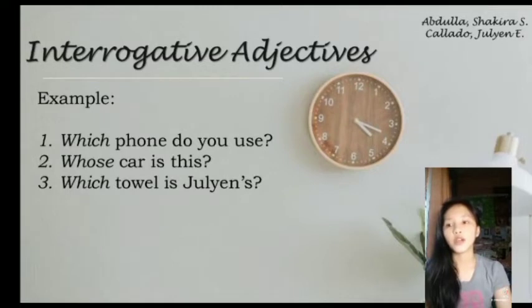Examples of interrogative adjectives. Number 1, which phone do you use? Which is an interrogative adjective that describes the noun phone. Number 2, whose car is this? Whose is an interrogative adjective that describes the noun car. So he or she is asking, whose car is this? Number 3, which towel is Julian's? Which is an interrogative adjective that also describes the towel.